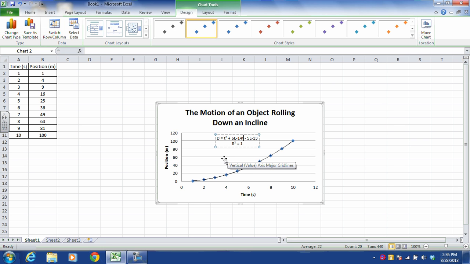And there we are. We now have a distance-time equation that fits the motion of that object rolling down the incline. How cool is that?